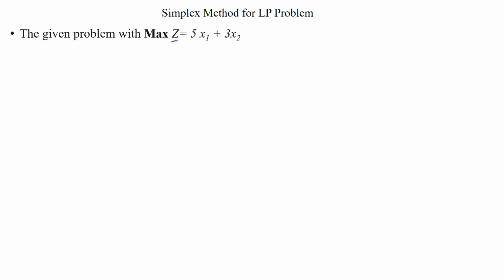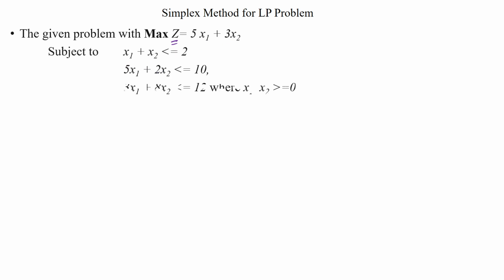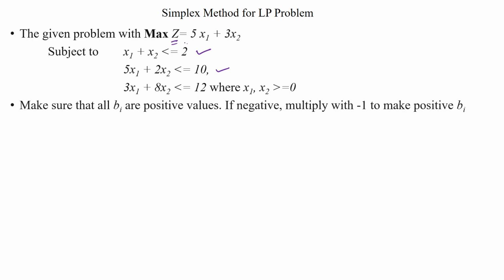Maximize the function z equal to 5x1 plus 3x2, subject to three constraints: x1 plus x2 less than or equal to 2, 5x1 plus 2x2 less than or equal to 10, and 3x1 plus 8x2 less than or equal to 12. The first step is to check whether these three b values are positive or negative. These are all positive values.